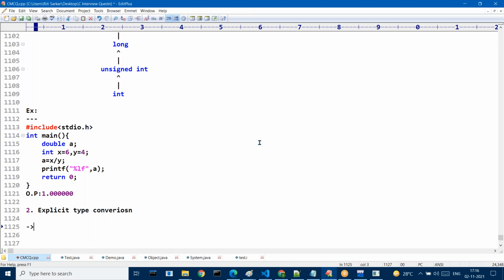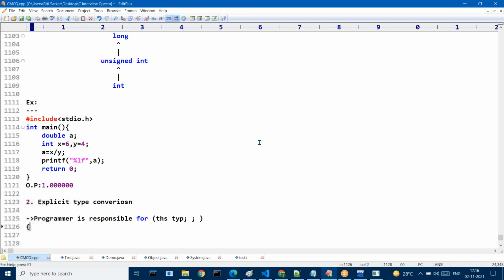Then who is responsible for that? The programmer is responsible for this type of typecasting. The automatic typecasting comes by itself, but this type of typecasting has to be done by the programmer.